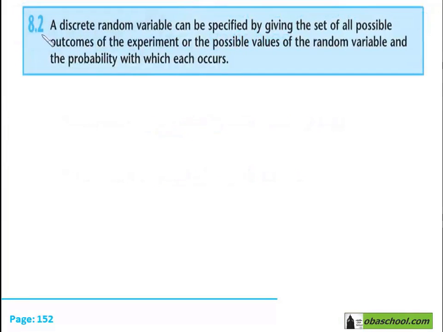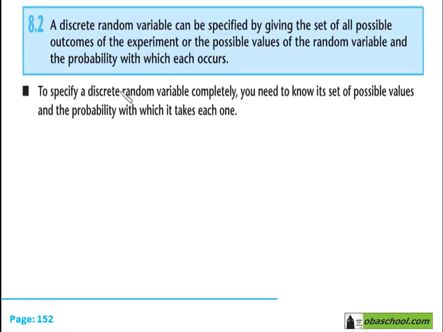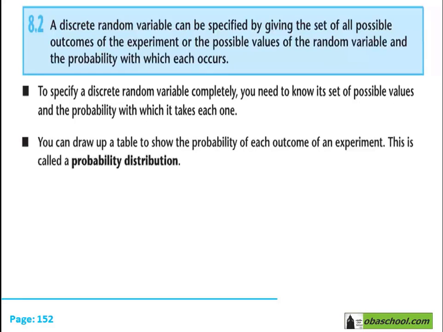Look at the description. A discrete random variable can be specified by giving the set of all possible outcomes of the experiment, or the possible values of the random variable, and the probability with which each occurs, so the corresponding probability. To specify a discrete random variable completely, you need to know its set of possible values and the probability with which it takes each one. You can draw up a table to show the probability of each outcome of an experiment. This is called probability distribution.